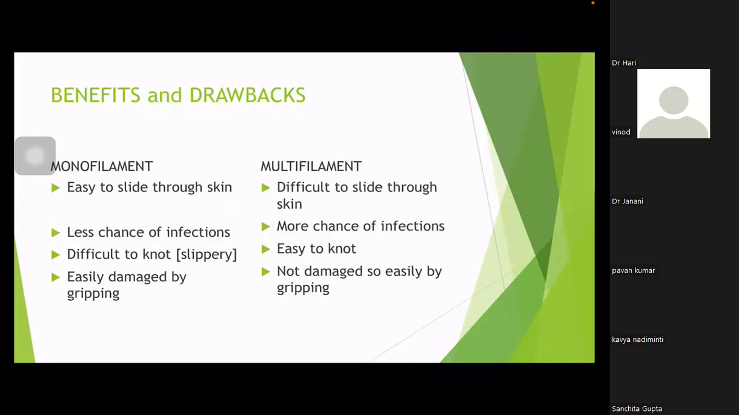Monofilament are easy to slide through skin and have fewer chances of infection because of less surface tension over the material, which pulls less water. But it is difficult to knot because it is slippery and easily damaged by gripping.